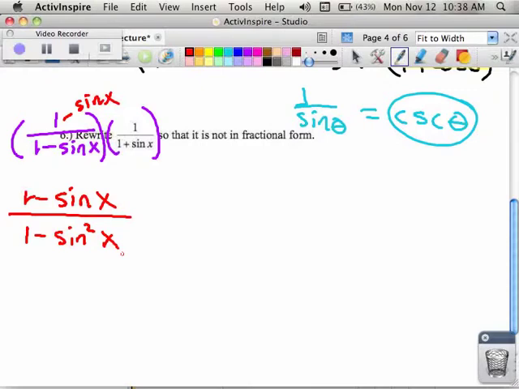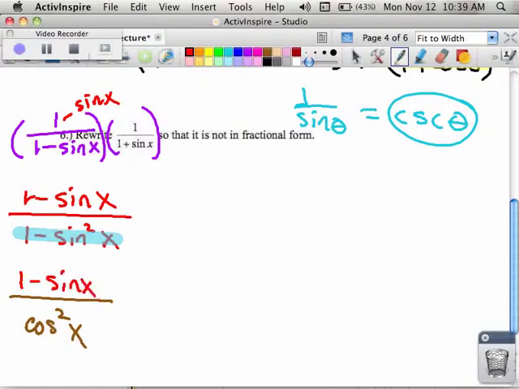Down below, I see 1 minus the sine squared. If you were to look in your Pythagorean identities, you would see that this actually has an identity. So that thing is really the same thing as the cosine squared. And you can find that if you want. And then on the top, I still have that 1 minus the sine.